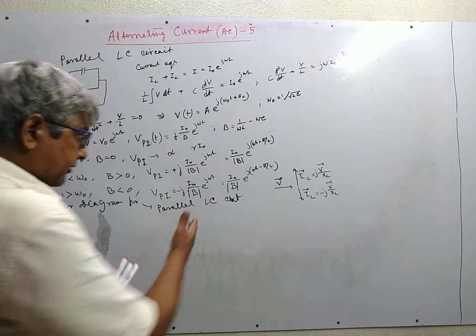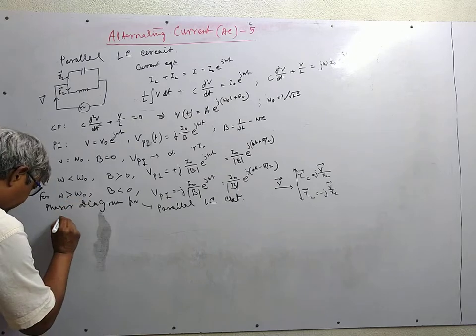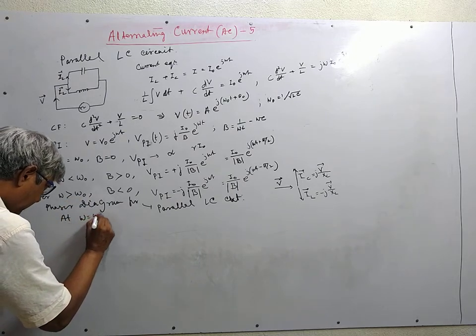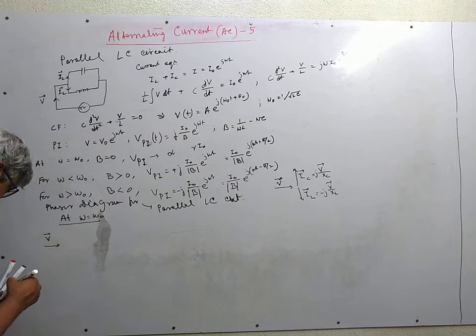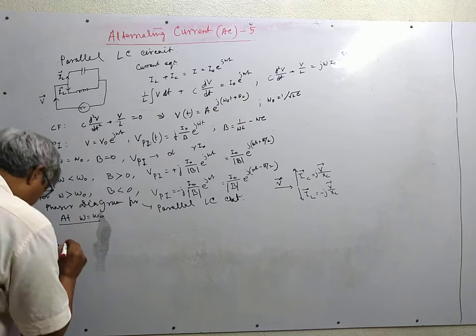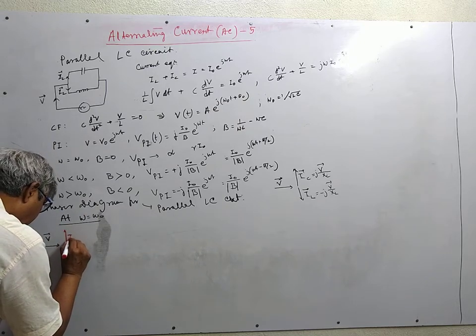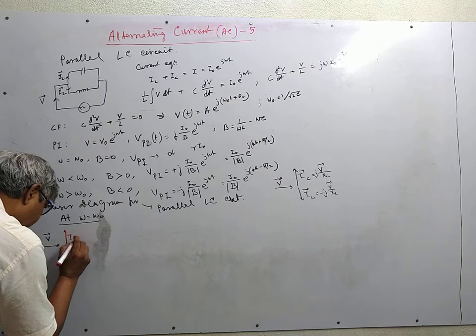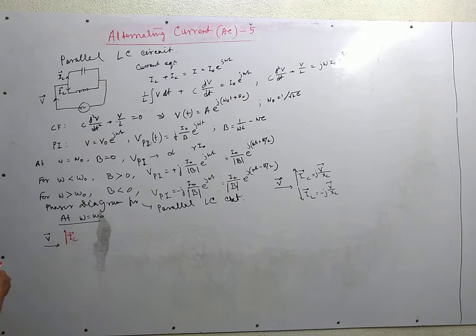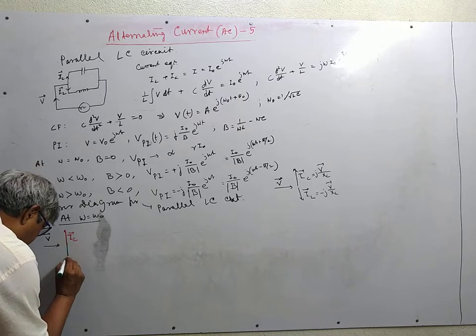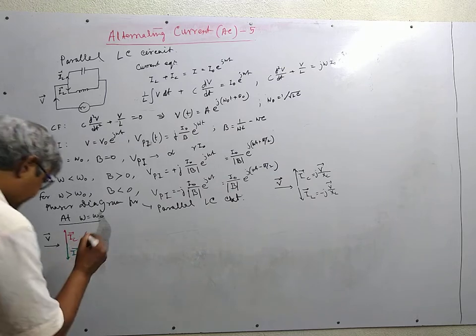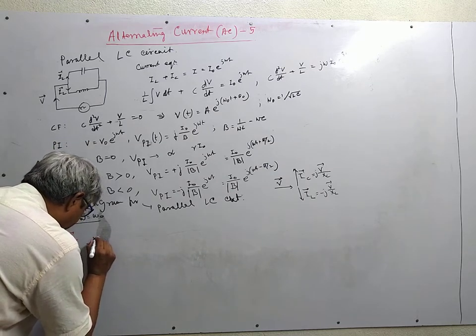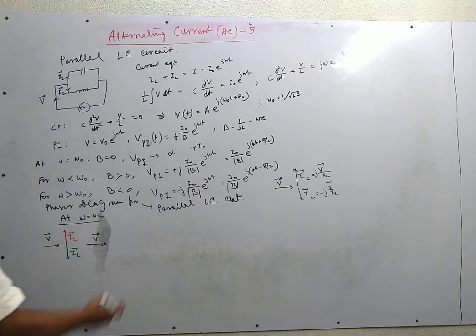Now using this we draw the phasor diagram at omega is equal to omega 0. This is the reference voltage. This is IC, and IL has the same magnitude, so the circuit effectively becomes this voltage, which explains this phenomenon.